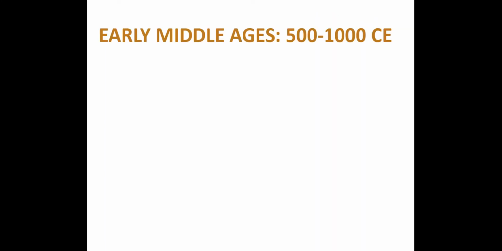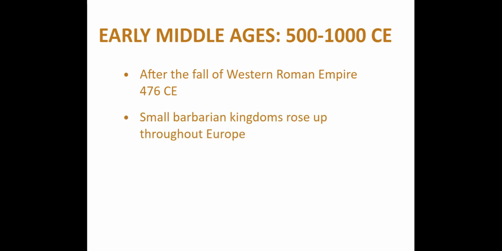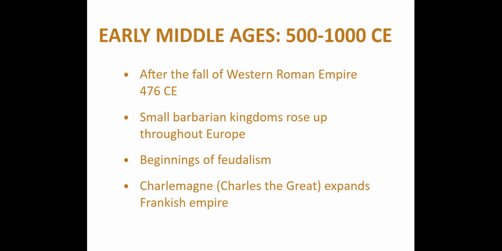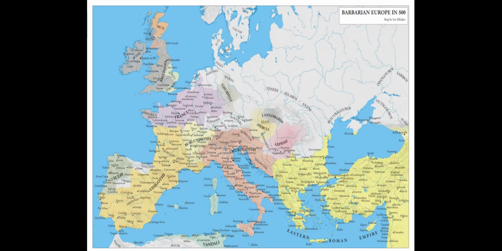Early Middle Ages, 500 to 1000 CE. After the fall of the Western Roman Empire in 476 CE, small barbarian kingdoms rose up throughout Europe. Beginnings of feudalism. Charlemagne, or Charles the Great, expands the Frankish Empire.